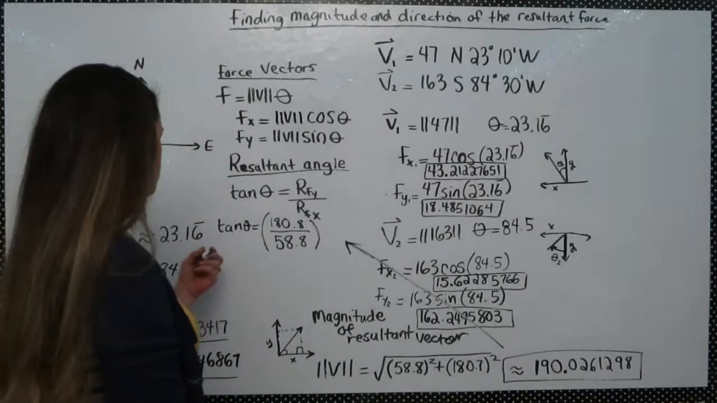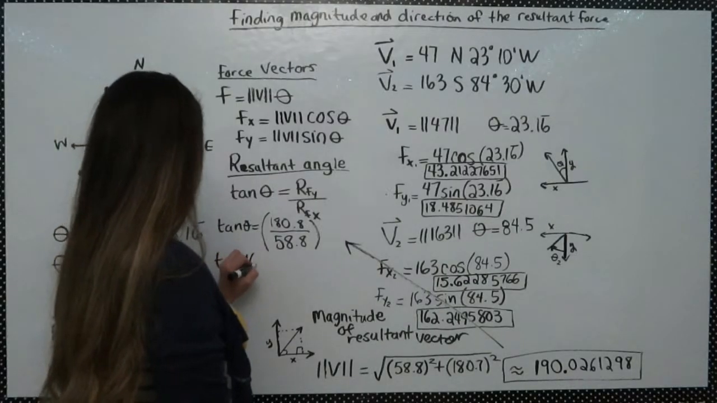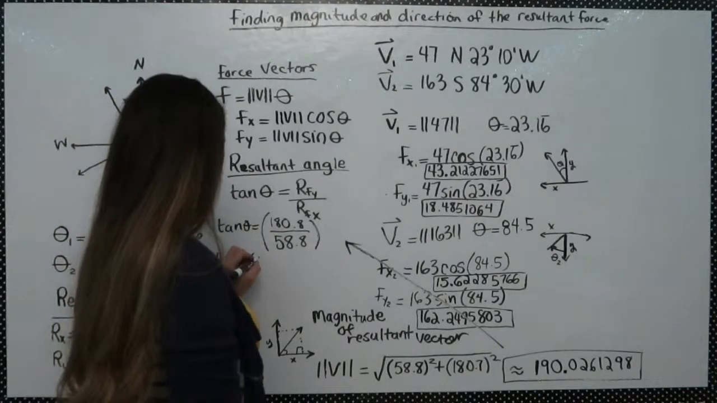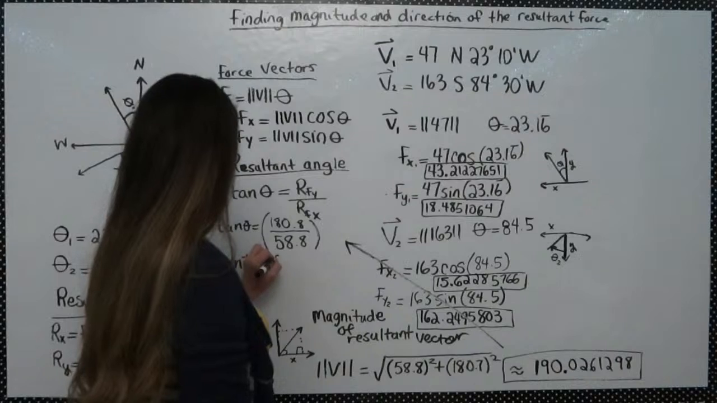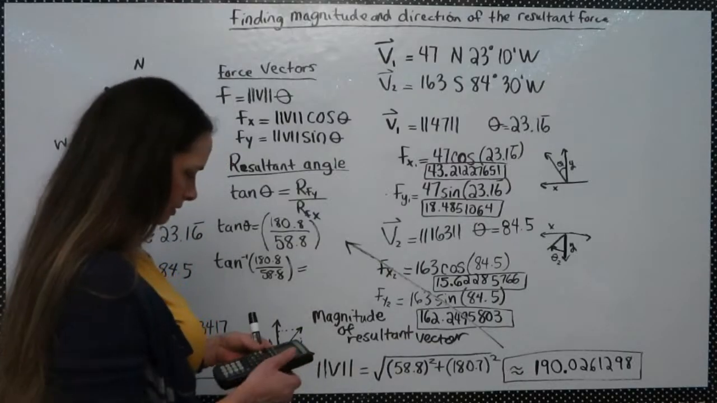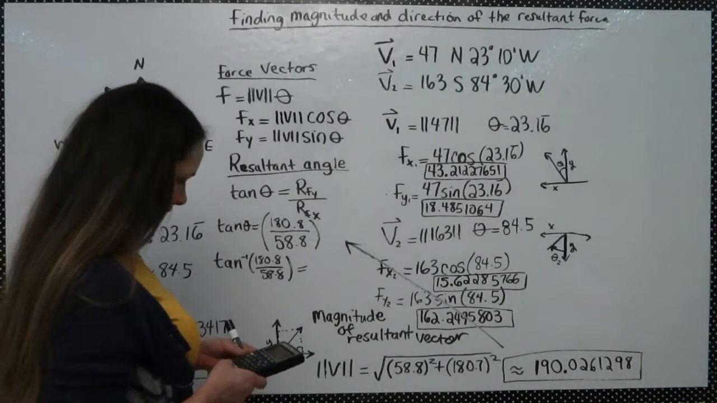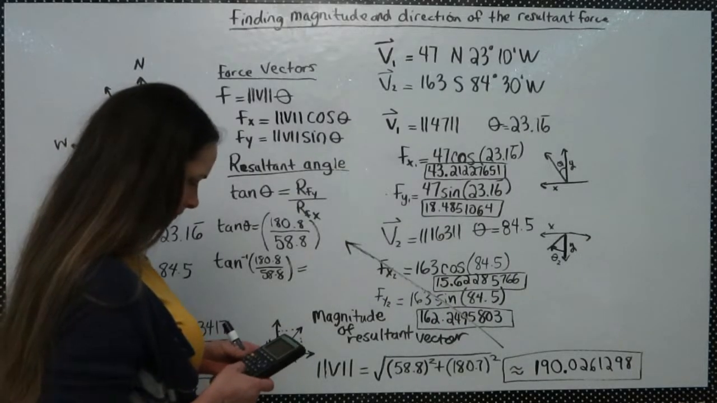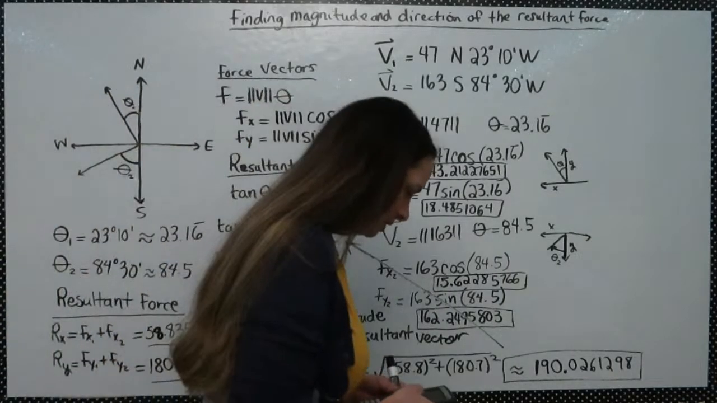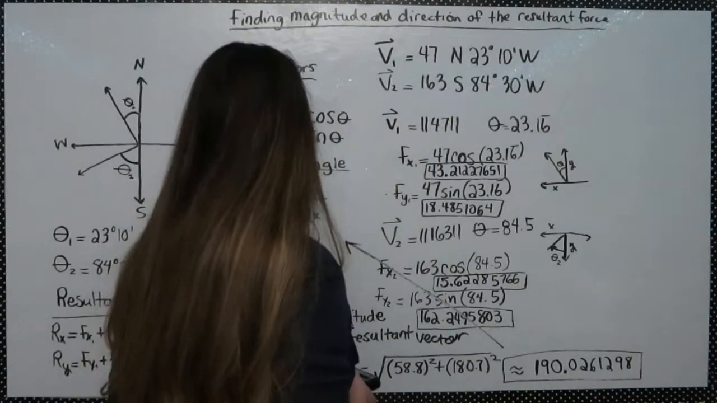So to solve this, you're just going to use the inverse of tangent. So you'll say tangent inverse of theta. And you put 180.8 divided by 58.8. And then just put that in the calculator. Inverse tangent 180.8 divided by 58.8. All right, saying 71.98.